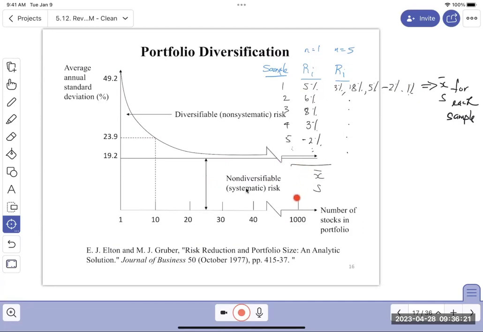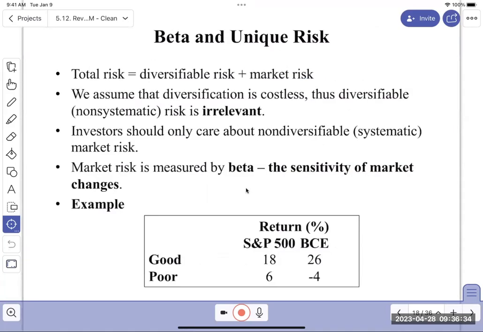But there still remains this non-diversifiable risk, whatever the case. And they explain that by on average, it just won't go lower than this. So there's this 19% that they're going to refer to as systematic risk. So what does this mean? Just to recap, total risk is diversifiable risk that you can diversify away and market risk. We assume that diversification is costless.